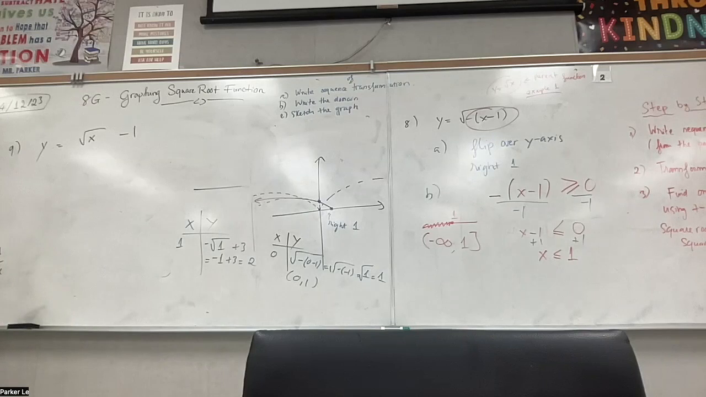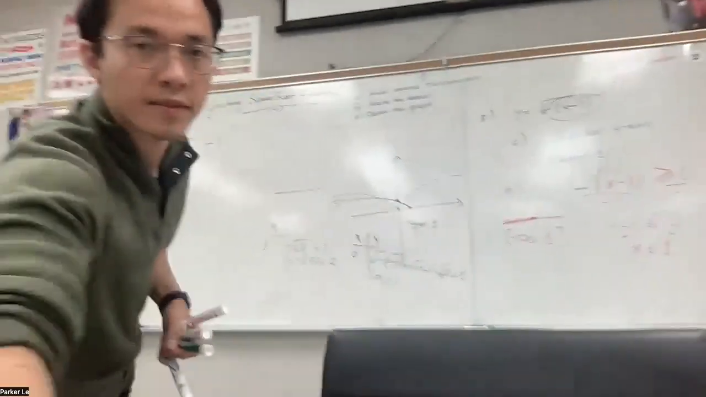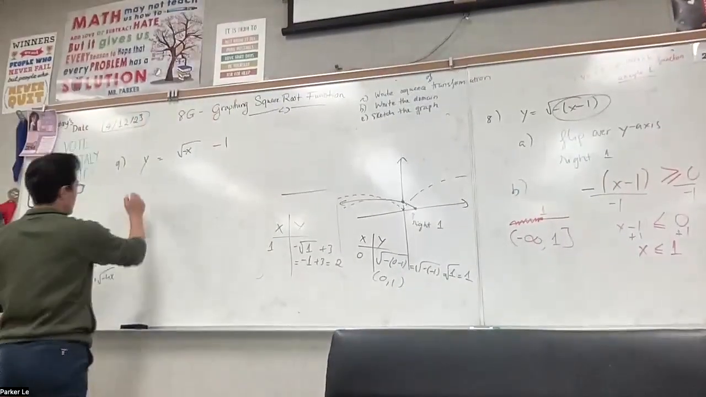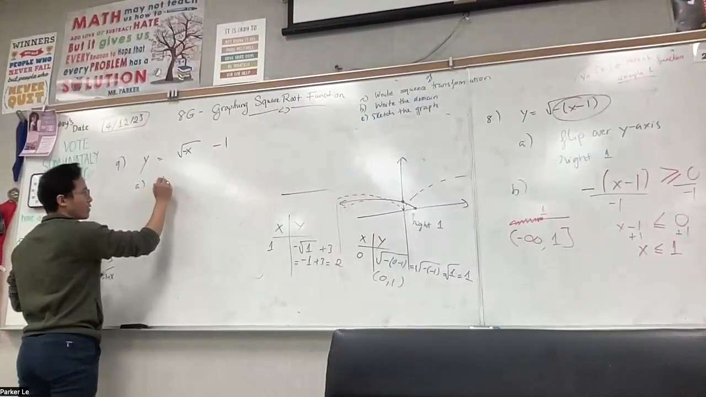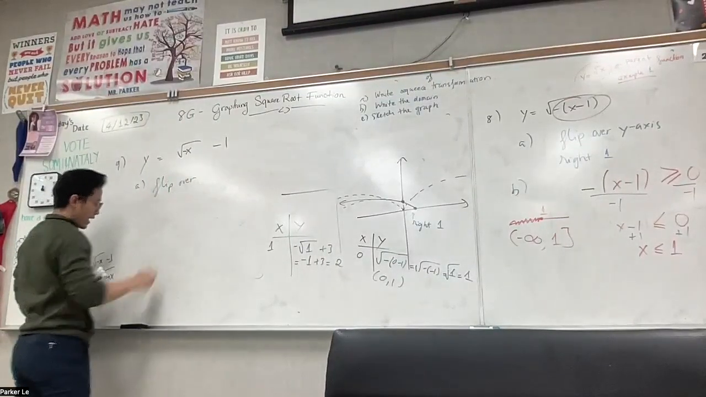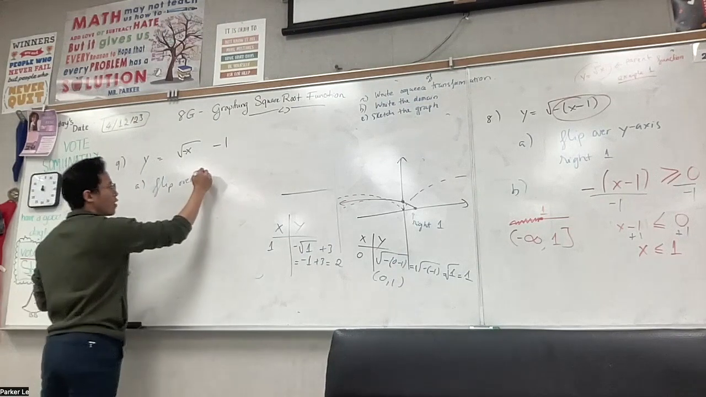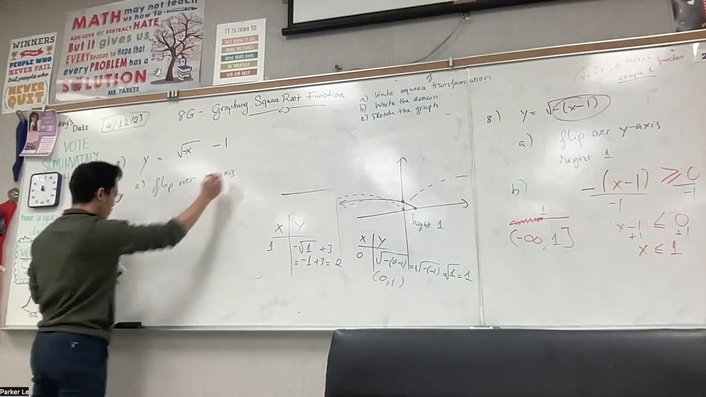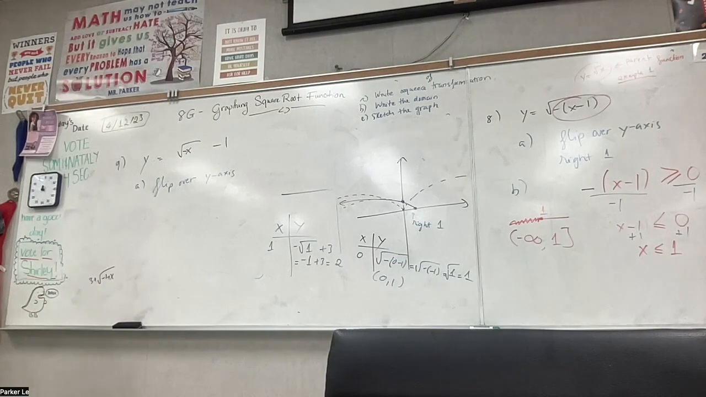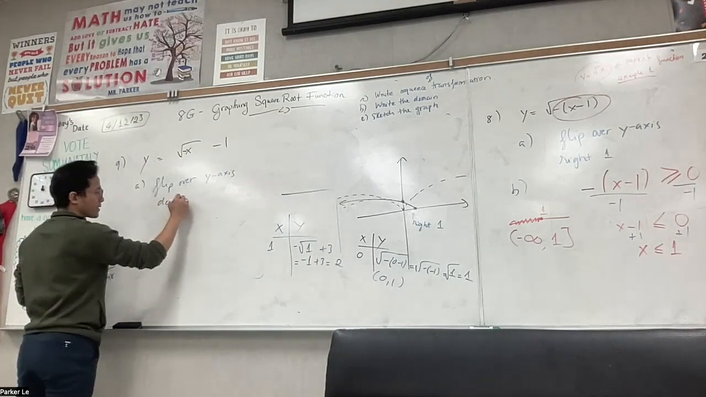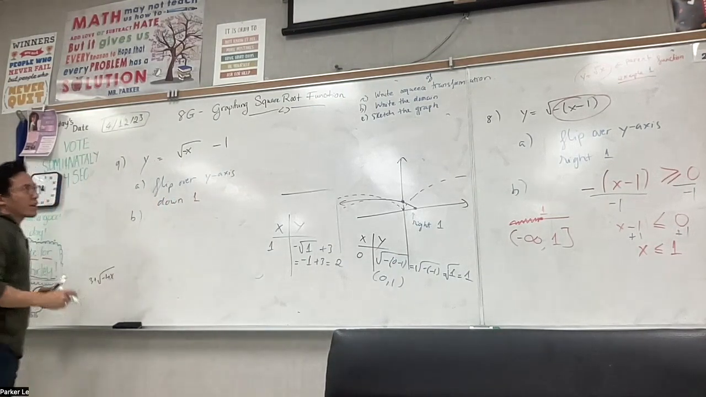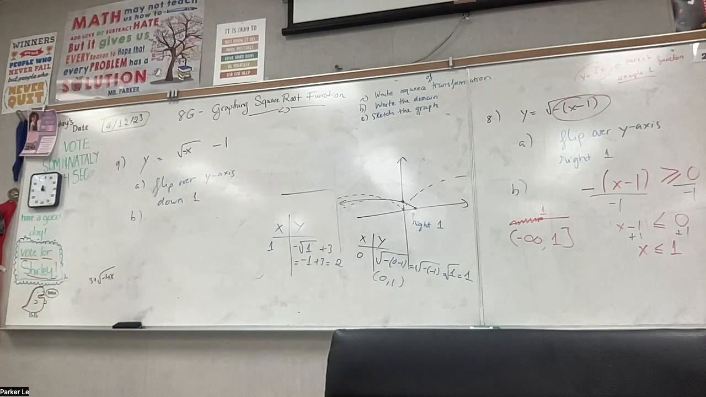Right. Oh, negative. Okay, what changed? Negative x, yes. So what? Flip over what? X or y? Y. Very good. Flip over y axis. And then what? Down 1. Down 1. Yes. Okay. What is the domain?